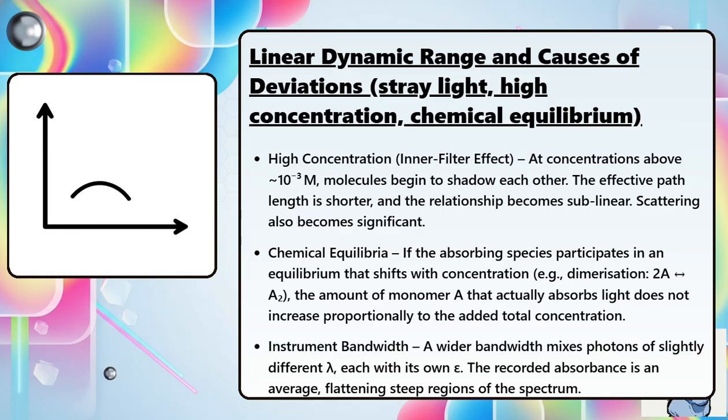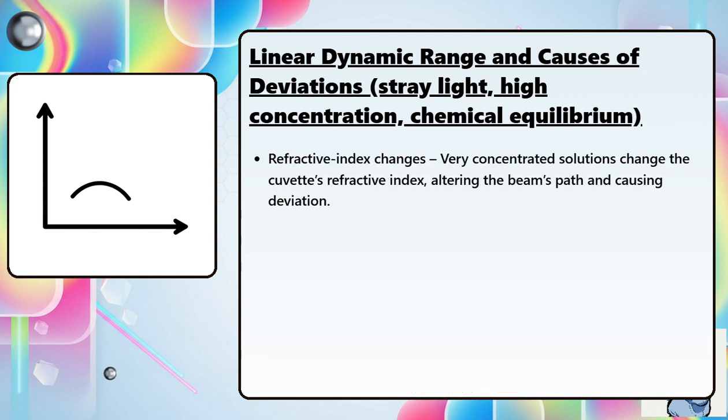A wider bandwidth mixes photons of slightly different lambda, each with its own epsilon. The recorded absorbance is an average, flattening steep regions of the spectrum. Refractive index changes: very concentrated solutions change the cuvette's refractive index, altering the beam's path and causing deviation.